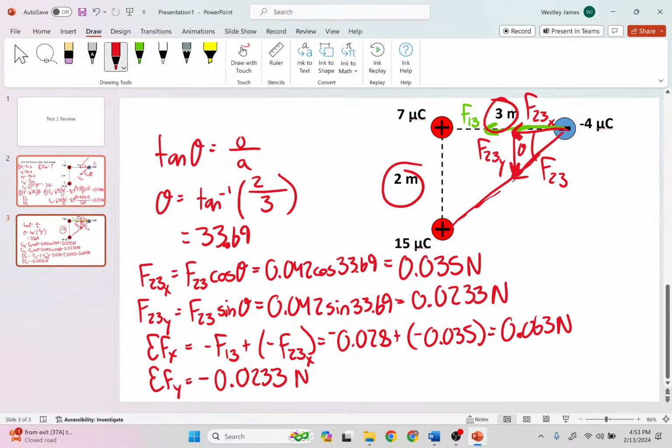All right, and there's a couple last steps before we're done. I have my force in the X, I have my force in the Y, but the problem didn't ask for it to stay there. I need my net force. So, again, I'll give you all a few seconds. If I have an X and I have a Y, how do I find the net force? What am I going to do? F net equals what?